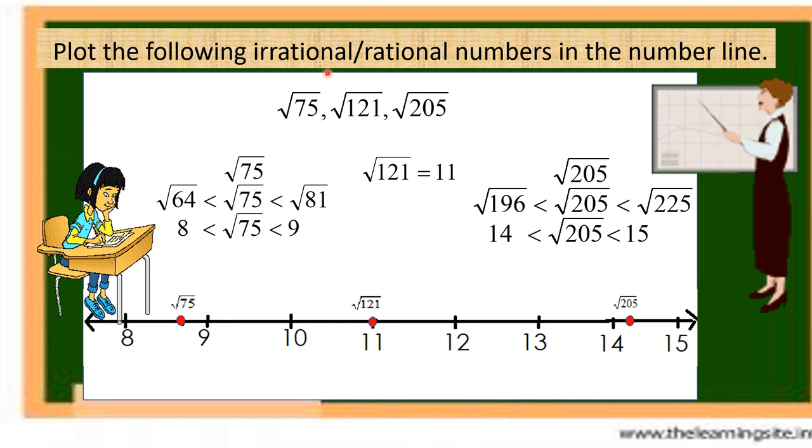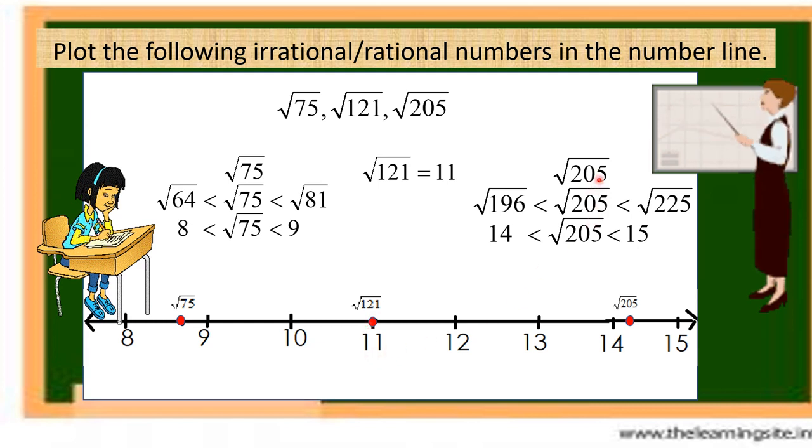We need to plot the following irrational or rational numbers in the number line. So we have square root of 75, square root of 121, and square root of 205. Square root of 75 is in between square root of 64 and square root of 81. Square root of 64 is 8, and square root of 81 is 9. Therefore, square root of 75 is between 8 and 9. This is our plot. Next, we have square root of 121, which is equivalent to 11.